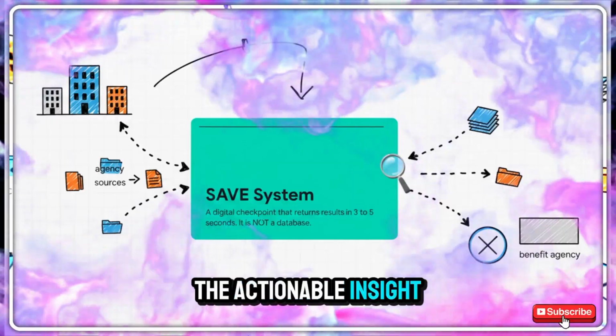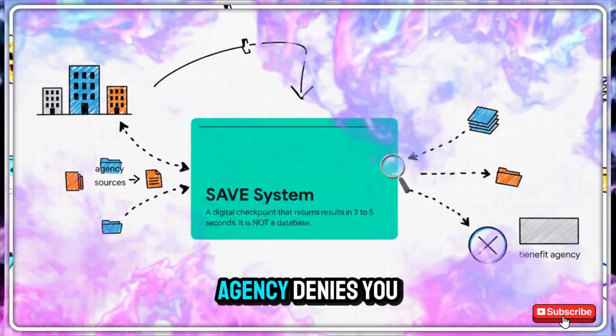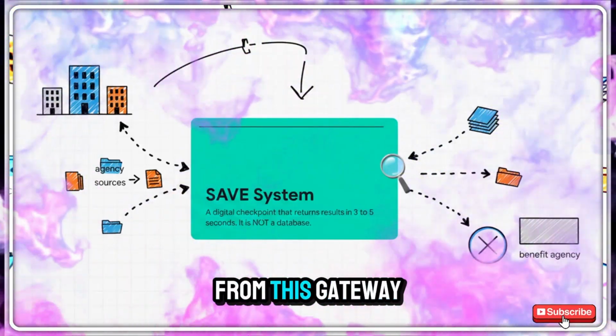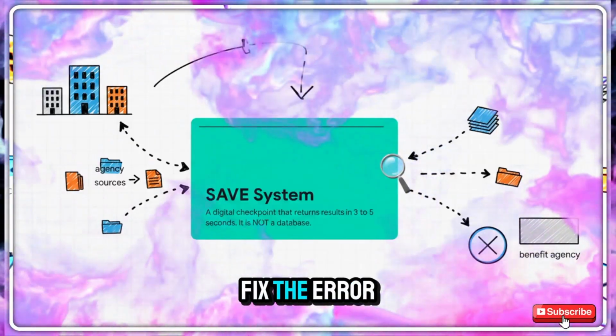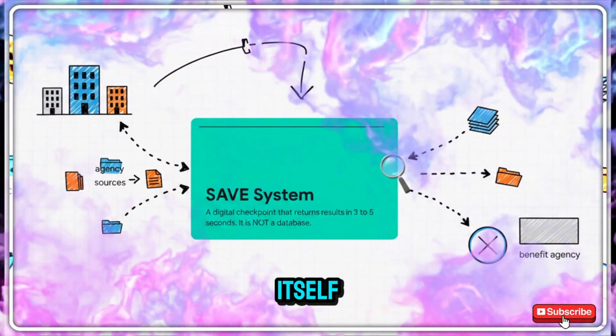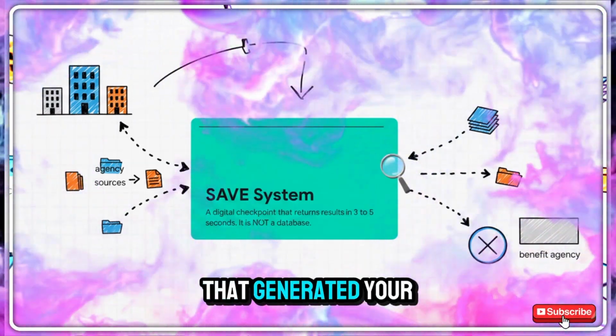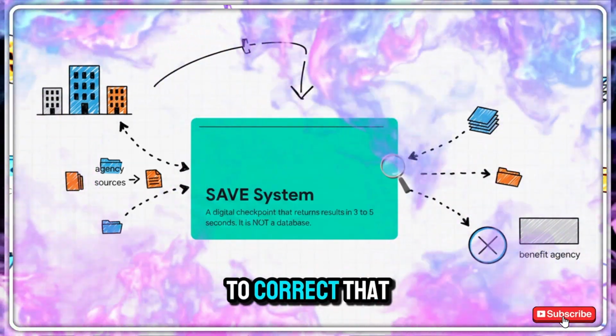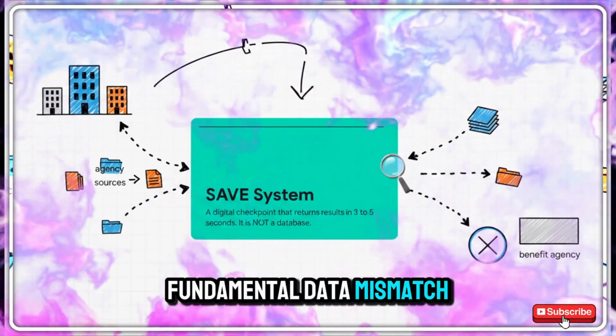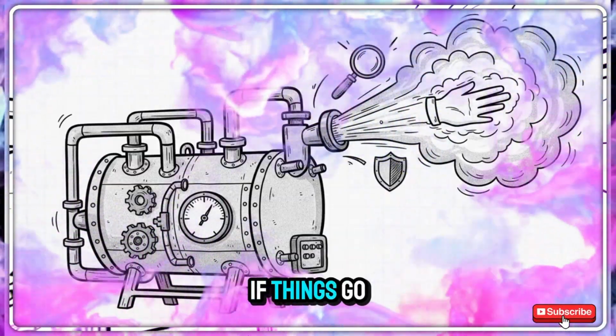So the actionable insight here is that if a benefit agency denies you because of a response from this gateway, you literally can't fix the error within the checkpoint itself. You must go upstream to the source, the original agency that generated your initial documents, to correct that fundamental data mismatch. So, what happens if things go wrong?